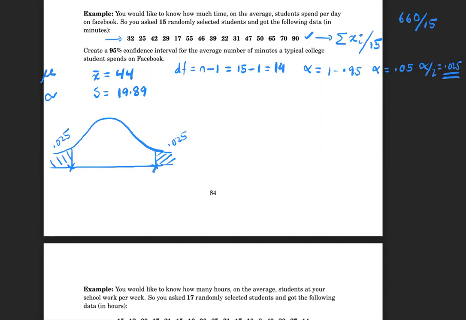From where? T distribution. So this is going to be the negative value. So let's write it down here, negative t sub alpha over 2, which is negative t sub 0.025. This is going to be t sub alpha over 2, which is t sub 0.025. And we are going to find these values from the table. Now let's go back to the table, everybody.